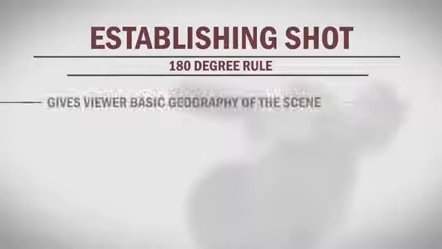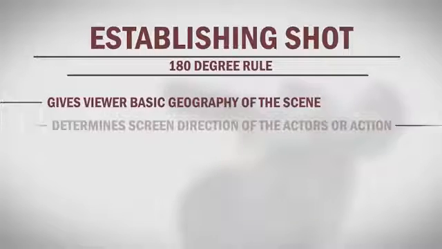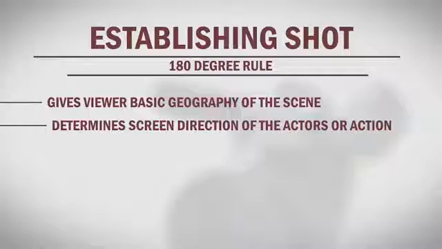When you first introduce a scene, you'll typically have an establishing shot to help orient your viewers. The establishing shot gives the viewer the basic geography of the scene and determines the screen direction of the actors or action. This is the establishing shot for our scene, and actor 1 faces screen right and actor 2 faces screen left. As long as the camera doesn't cross our action line, our actors' sight lines stay consistent. This prevents the viewer from being confused or disoriented.